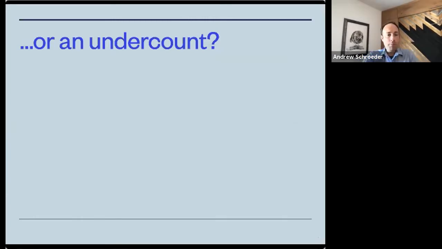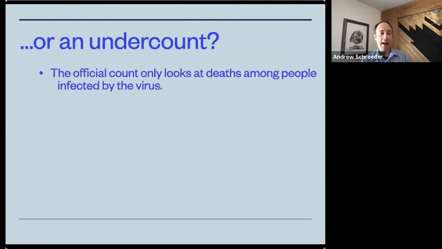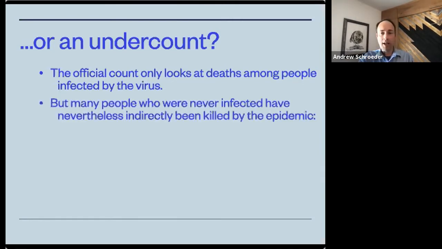Well, what these people all point out is that in order to qualify as an official COVID death, you have to be infected by the virus. Remember that definition I gave you earlier? We look at people who are infected and then we ask whether there's some direct causal link from the infection to their death. So the official count only looks at people who died and who were infected by the virus, right? But you might note that there are a lot of people who were never infected by the virus who nevertheless, you might think, have at least indirectly been killed by the epidemic, right?